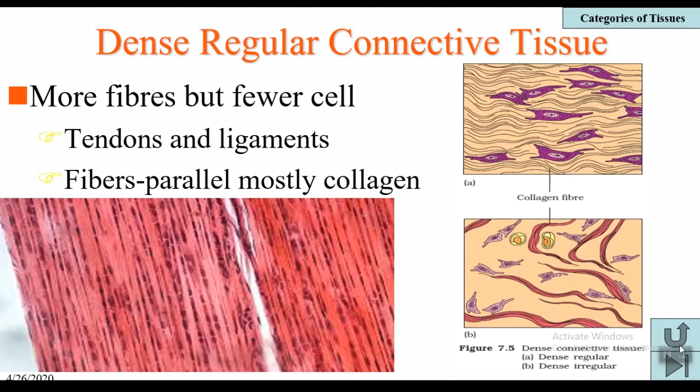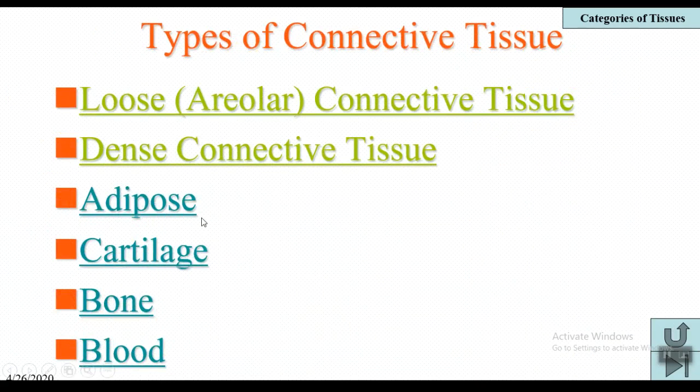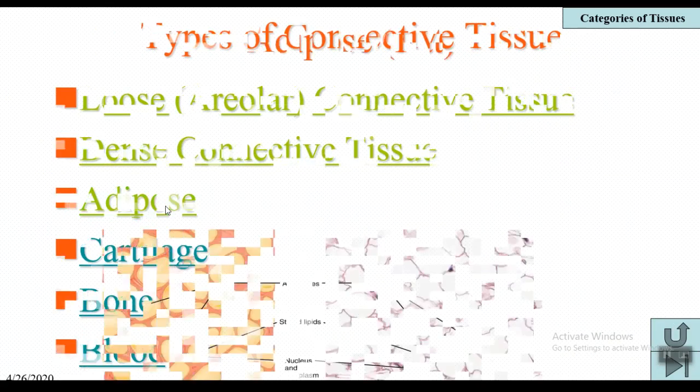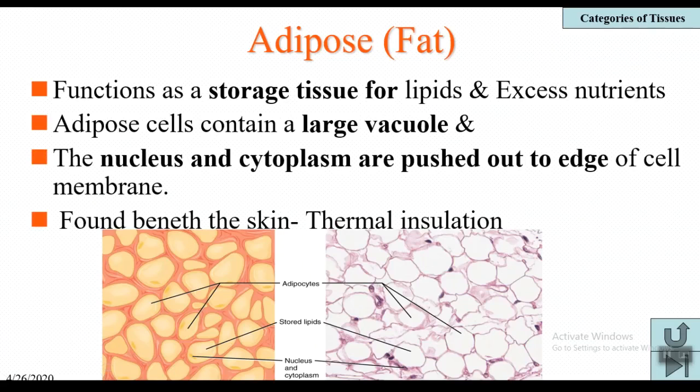Coming to the next type of connective tissue, that is adipose tissue. Adipose tissue is a specialized tissue which functions as a storage tissue for lipids and excess nutrients that are not consumed by us, that are left in excess in our body. They are stored in the form of adipose or lipids. This is a particular tissue meant for storing lipids and excess nutrients.